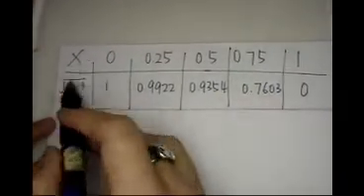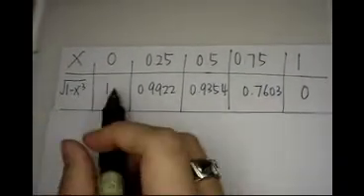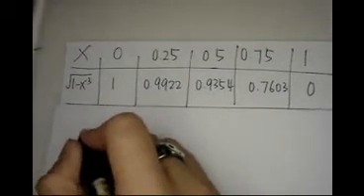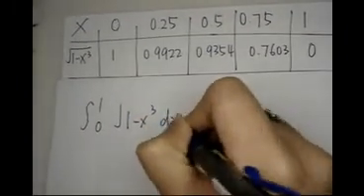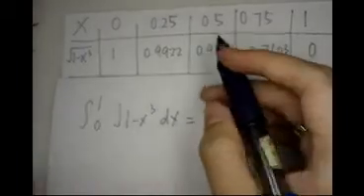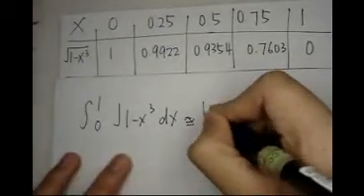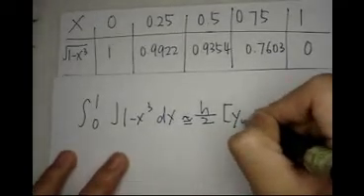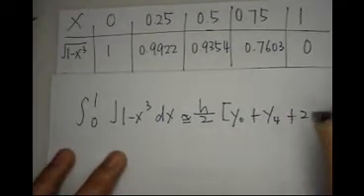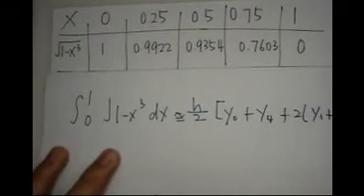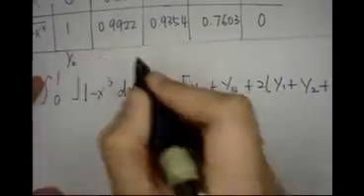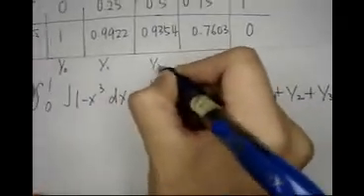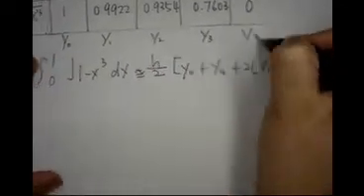From the above table, we have found the answers for the square root of 1 minus x cubed. Now we can substitute the values into our integral. Our formula for the trapezoidal rule is h over 2 times [y0 plus y4 plus 2 times (y1 plus y2 plus y3)]. This will be our y0, y1, y2, y3, and y4. Now we substitute the values inside.